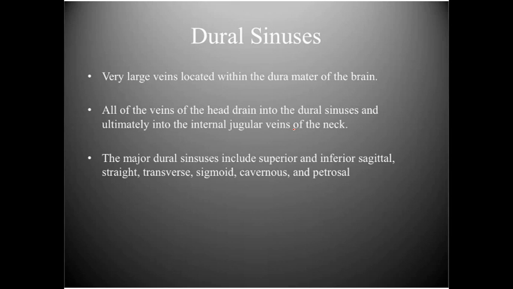So the dural sinuses, very large veins located within the dura mater of the brain. All the veins of the head drain into the dural sinuses and ultimately into the internal jugular veins of the neck. The major dural sinuses include the superior and inferior sagittal, straight, transverse, sigmoid, cavernous, and petrosal.